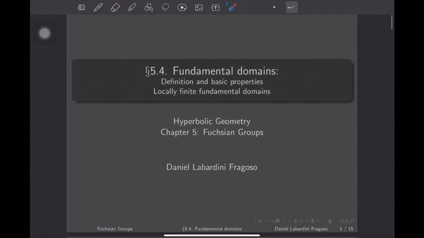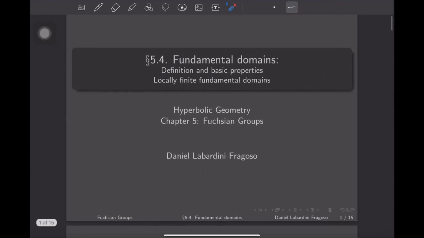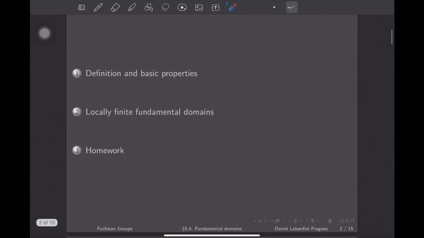Today's lecture, where we are going to introduce fundamental domains. Yeah, like this class of locally finite fundamental domains. Introducing them, in the end, fundamental domains can provide us with some sort of reverse engineering that allows us to produce Fuchsian groups. Somehow that's the idea in the long run.